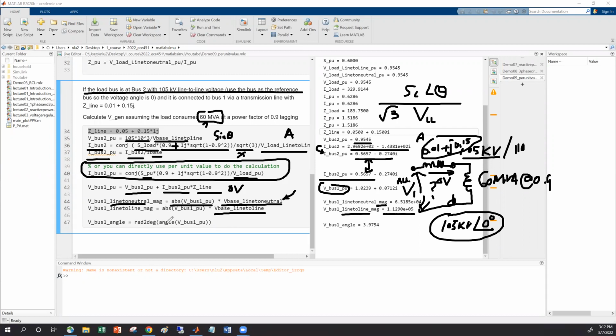And then for the angle, it's easy. You can just use angle and take this value, whatever angle this complex number has, and that will be your voltage angle. So you can simply take an angle. The reason I put a radians to degrees conversion here is that I want to show a degree value. So this result will be in degrees. If you don't have this part, then this value will be in radians, okay?